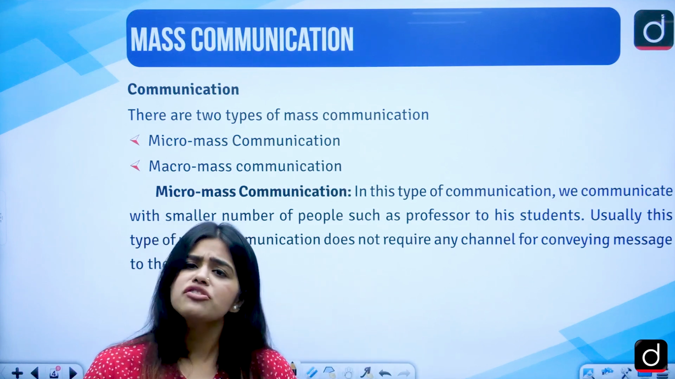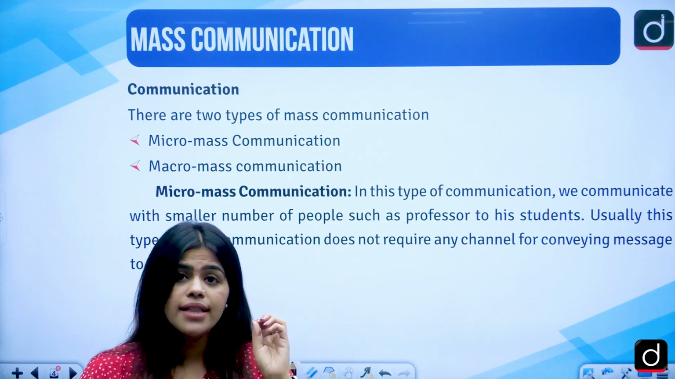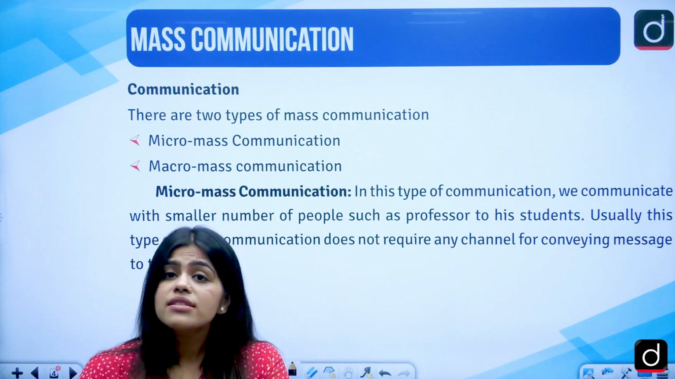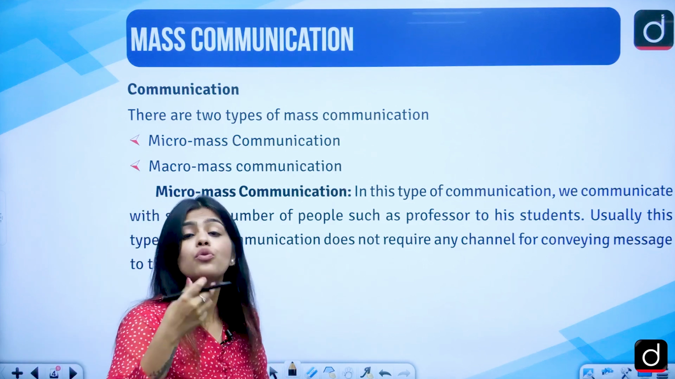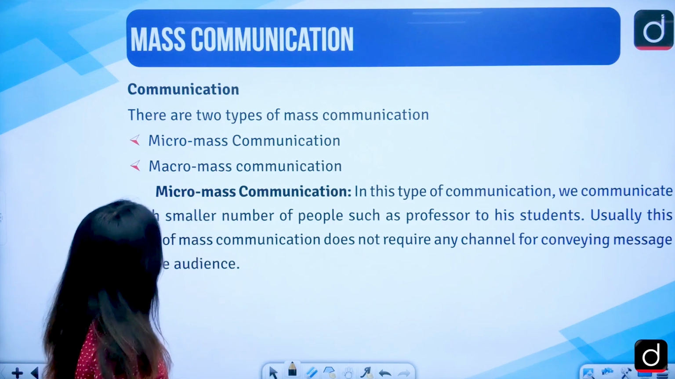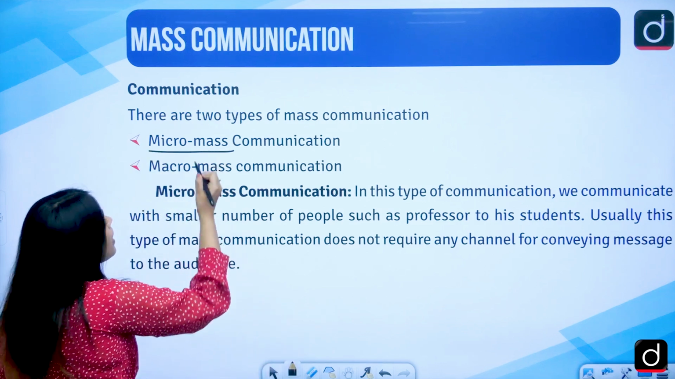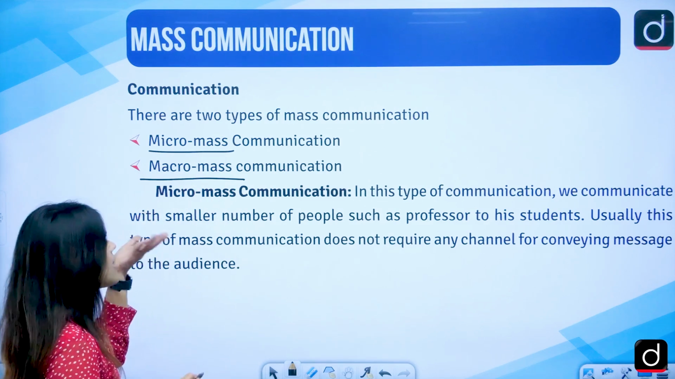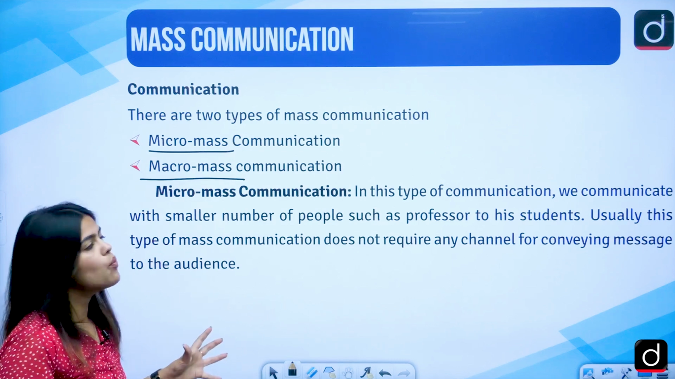So group communication is homogeneous. I know that all of these people are studying here and they are coming to the class for this specific purpose. While mass communication is heterogeneous in nature because I don't know who is listening to me, from where the video would be circulated. So there are two types of mass communication. Mass communication can be micro in nature or it can be macro in nature. Just as the name says, micro means for the smaller people, macro means for the wider people.